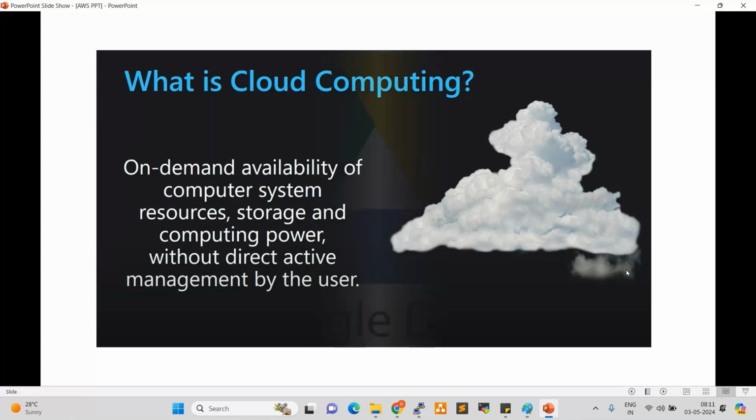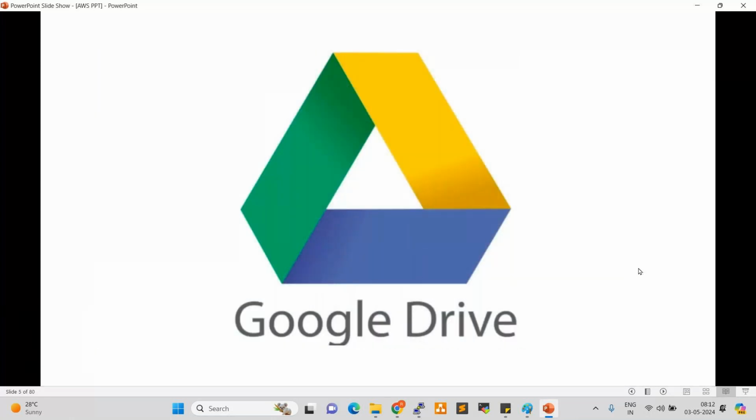Fine. Now, this is Google Drive. Where is this drive available? Anyone? In Gmail, right? In Gmail, we can find Google Drive. We can upload the data, download the data, copy. So when you upload the data into Google Drive, where will the data be stored?